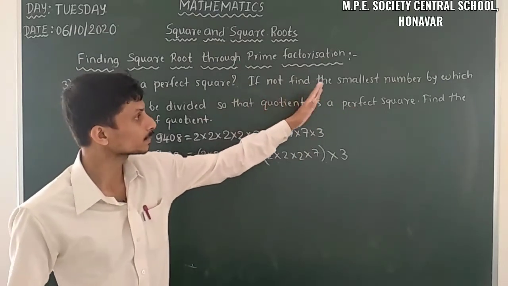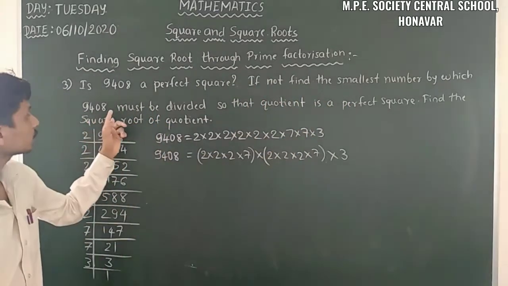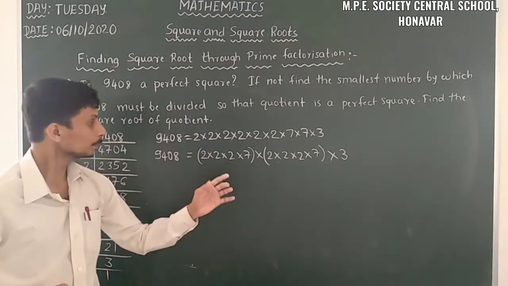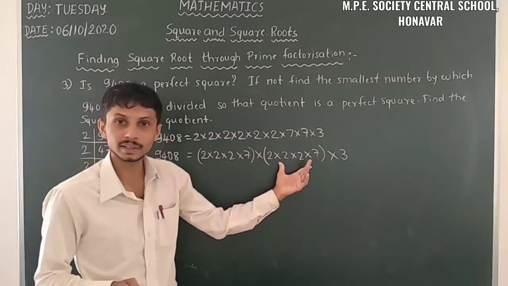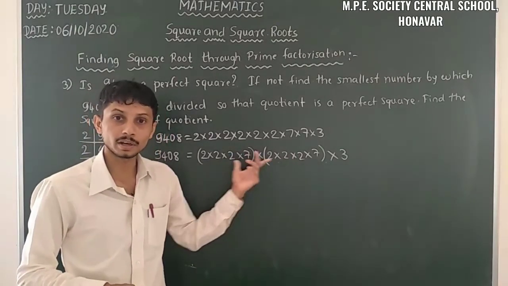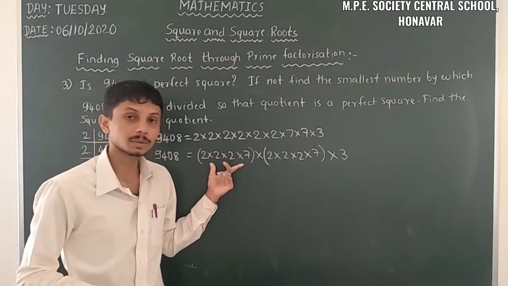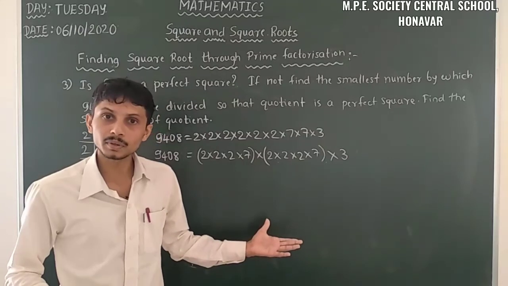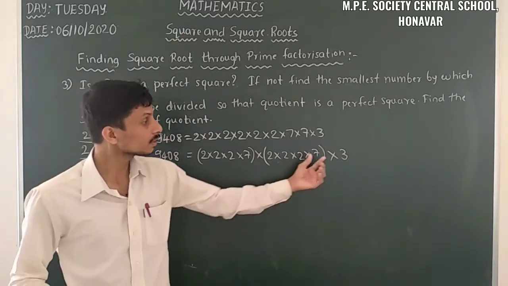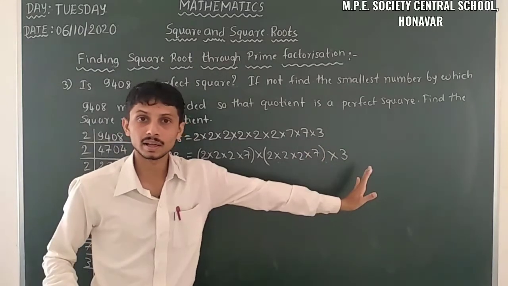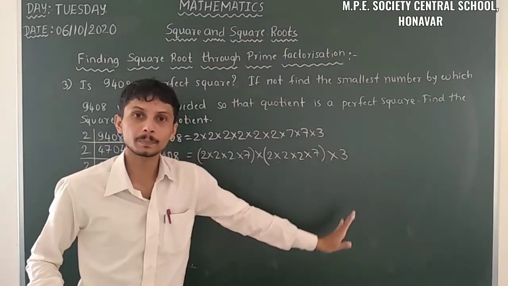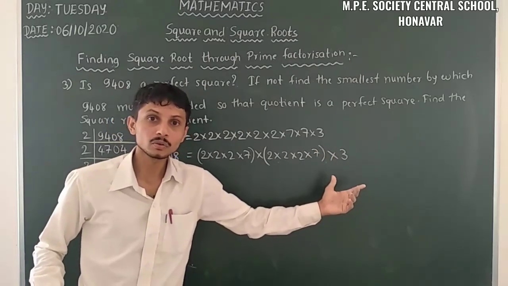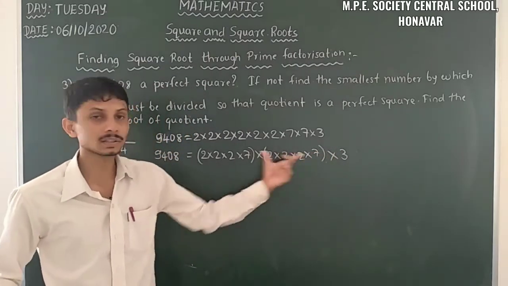If not, find the smallest number by which 9408 must be divided so that the quotient is a perfect square. Just observe, these are the 2 identical groups. The product of these 2 identical groups makes a perfect square. Here 3 is the other prime factor, but we can avoid this one. When we avoid it, we get the perfect square.